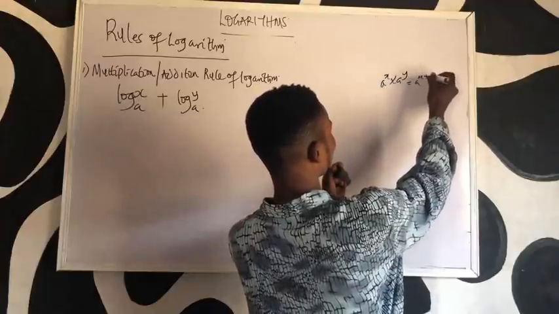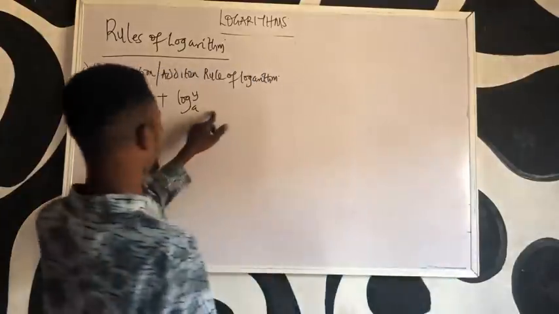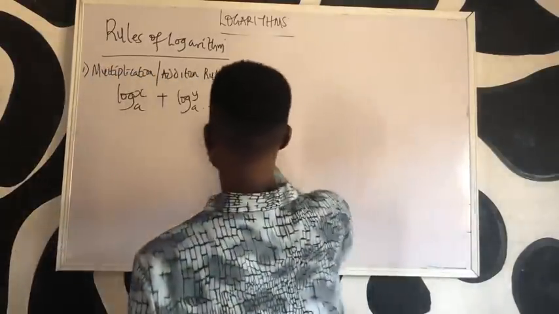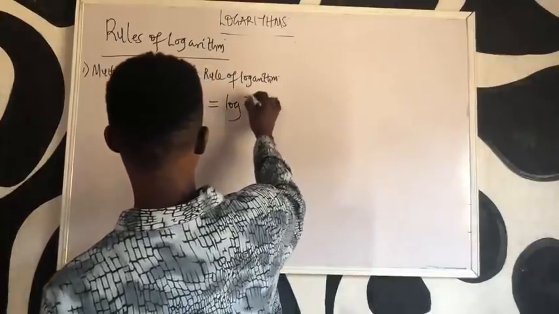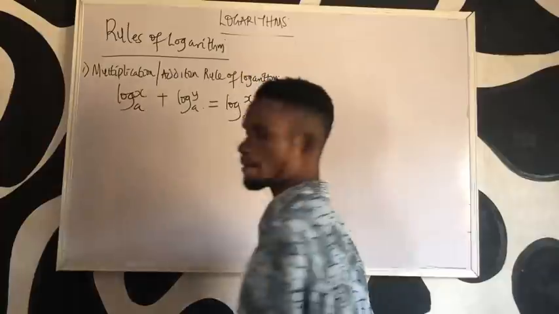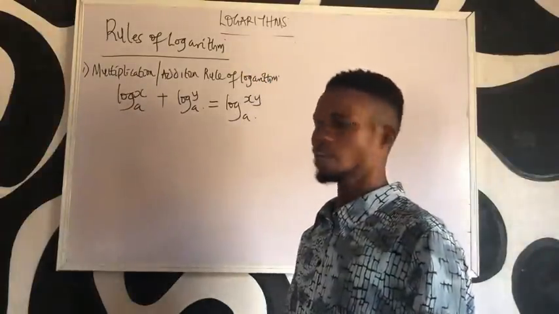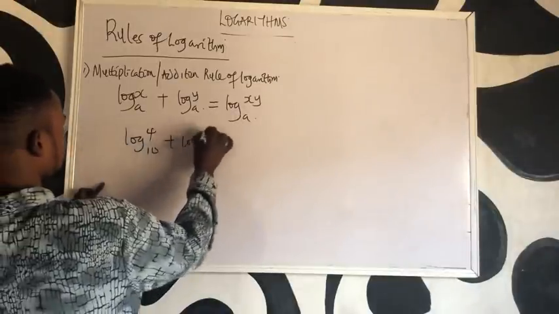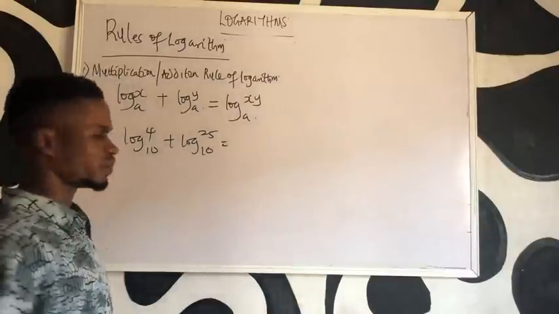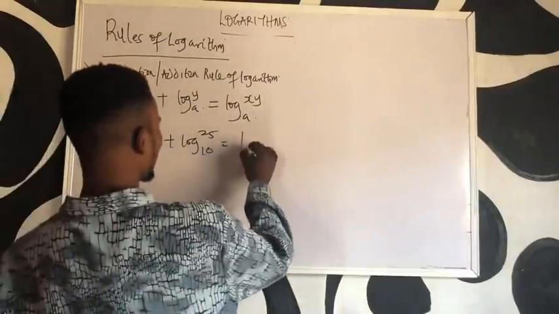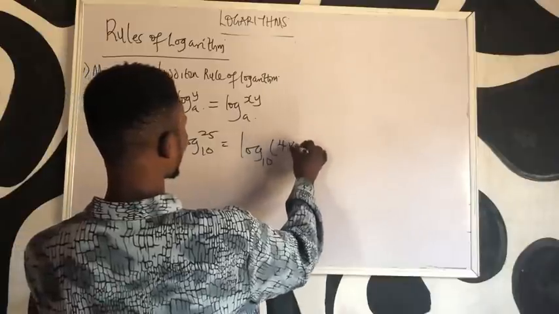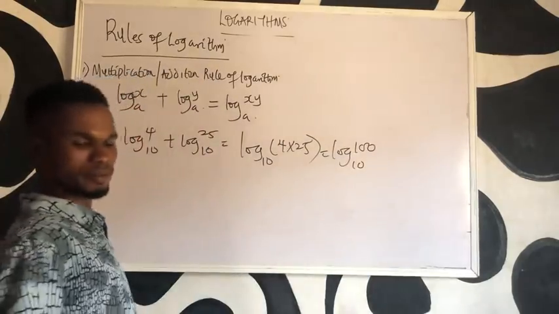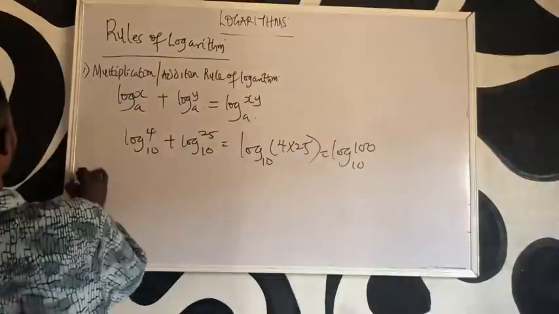We need to add the powers. But here, the logarithms are added, so we multiply the numbers. So we have log xy base a. Okay, let's say we have log 4 base 10 plus log 25 base 10. You see they have the same base. We take one of the bases, then we multiply the numbers themselves. We have log 100 base what? Base 10.